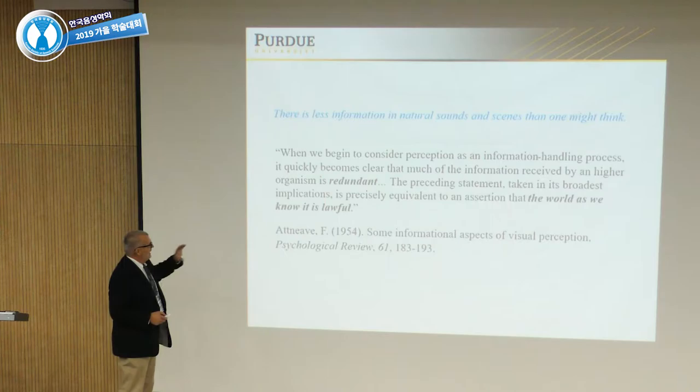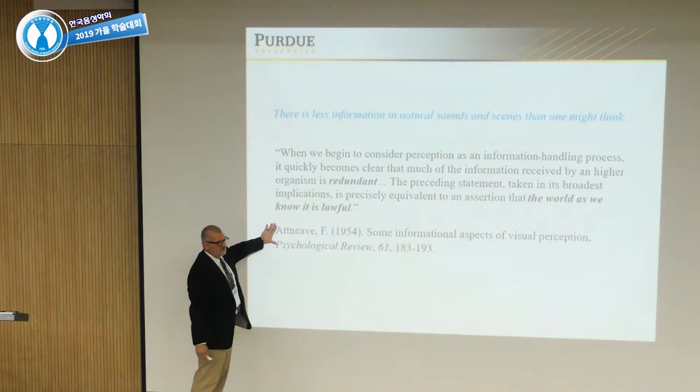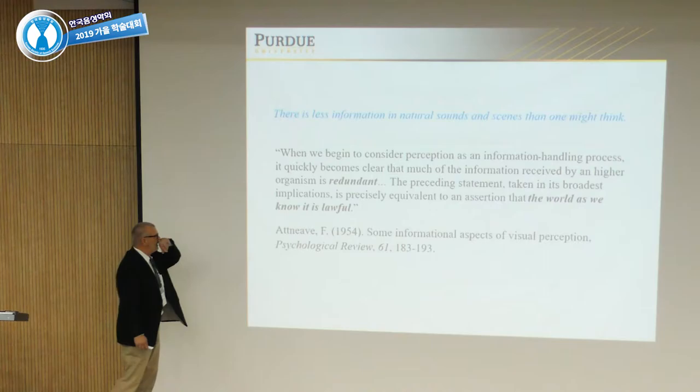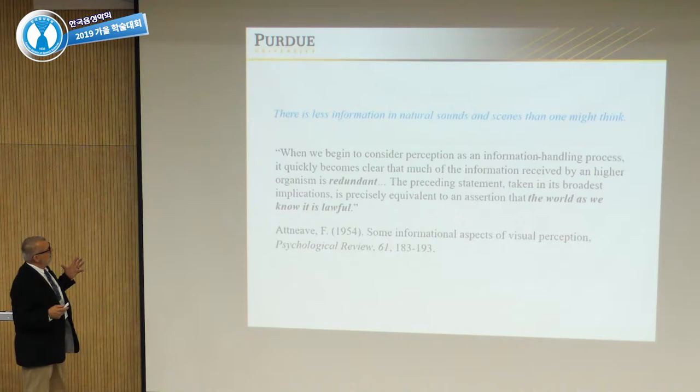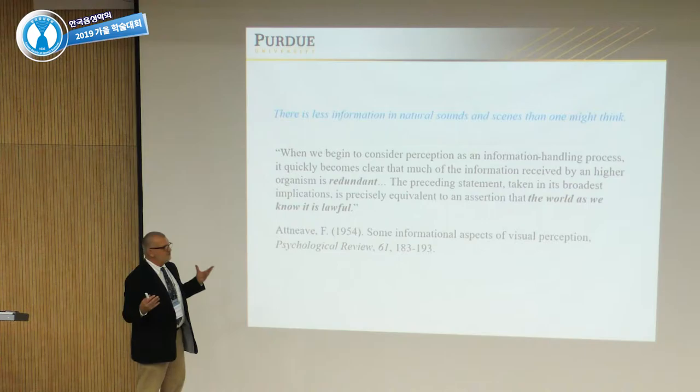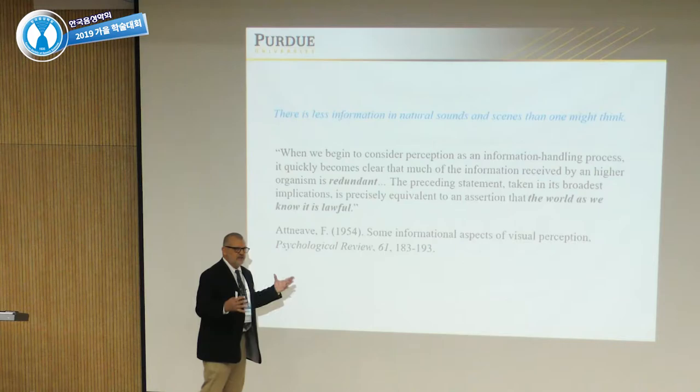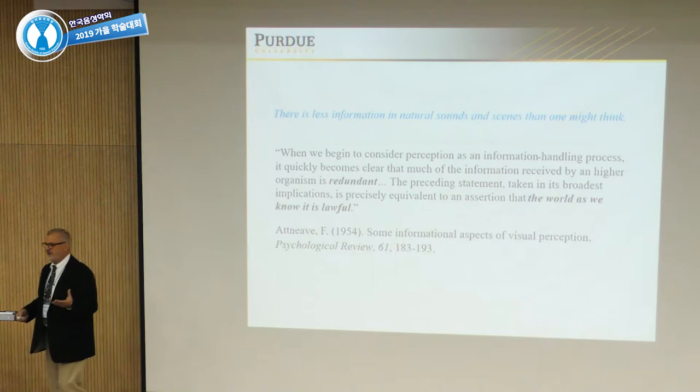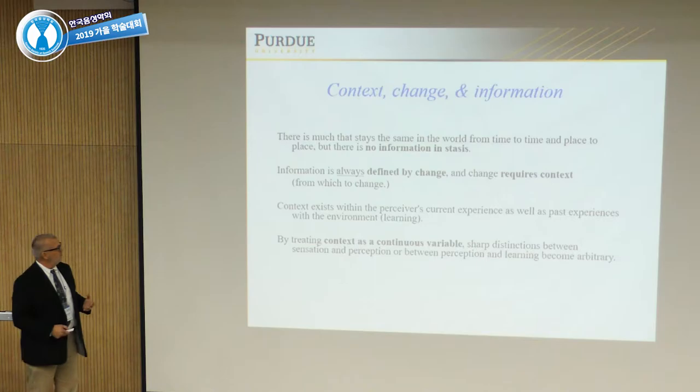Now, I'm not the first to stumble across this. The first real evangelist for information theory and psychology was Fred Attneave, a vision scientist. But I think this is a really pithy quote: when we begin to consider perception as an information handling process, it quickly becomes clear that much of the information received by a higher organism is redundant. The preceding statement, taken in its broadest implications, is precisely equivalent to an assertion that the world as we know it is lawful. And perception is an act of exploiting its lawfulness to be as sensitive as possible to those things that aren't predictable, because the things that aren't predictable are what information is.